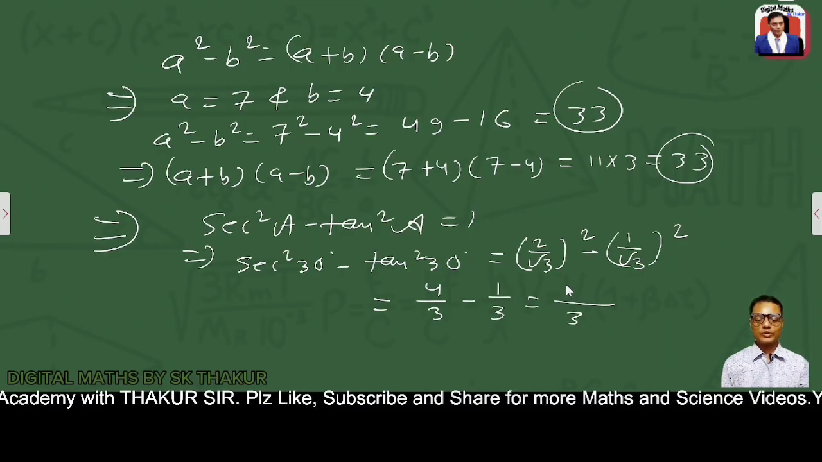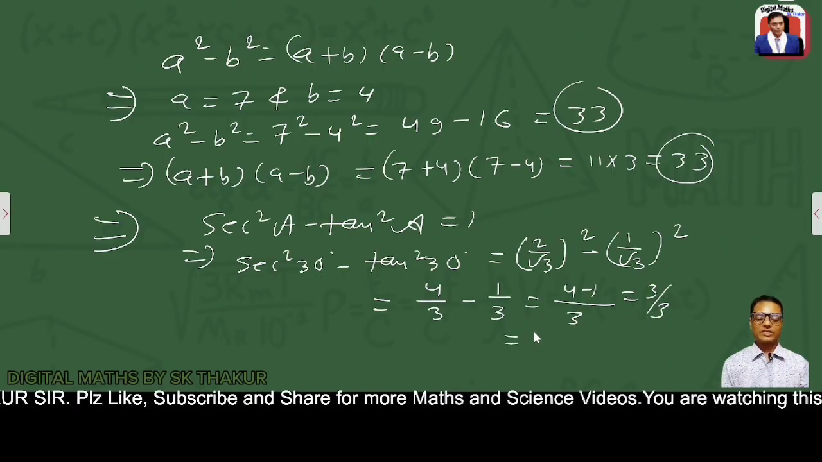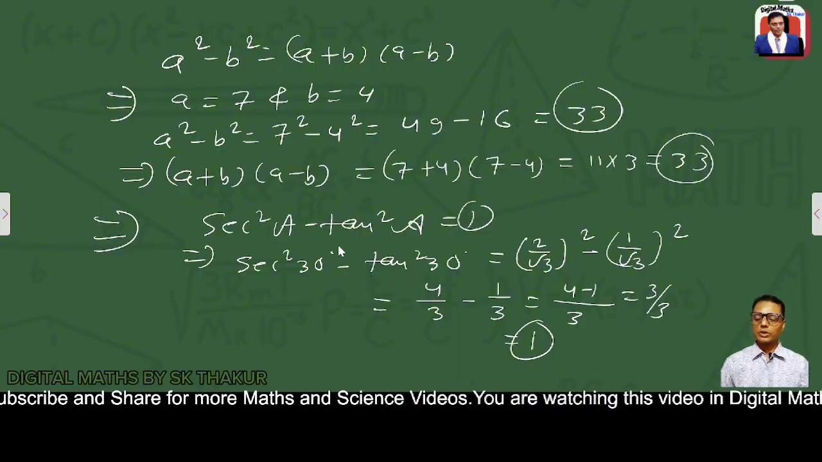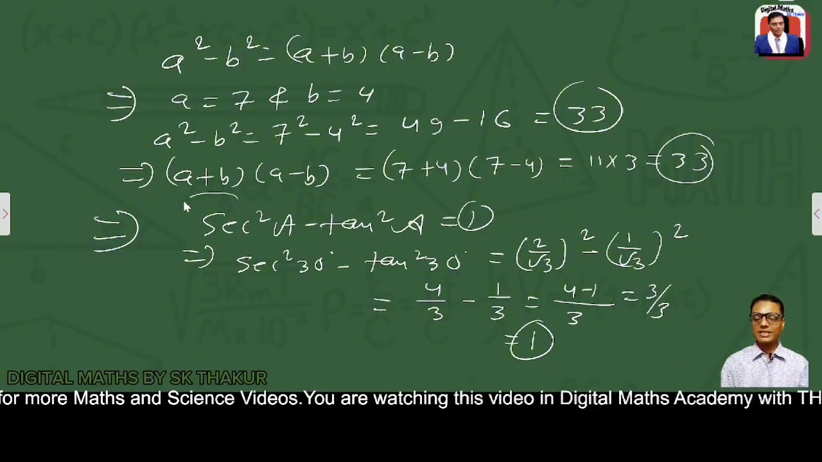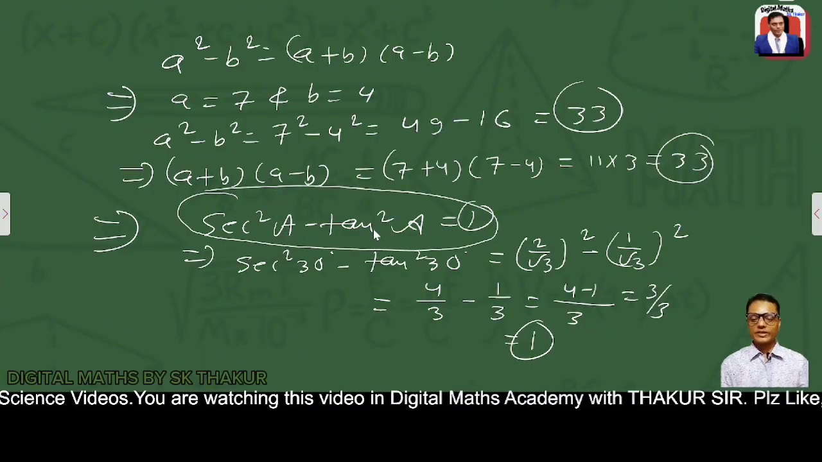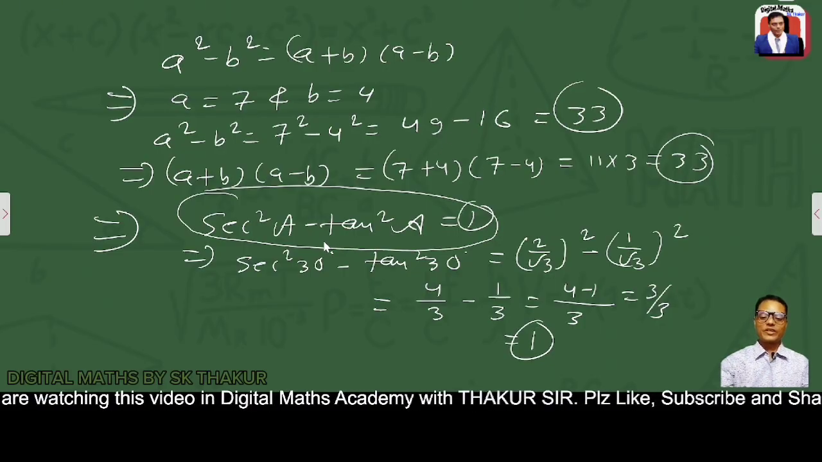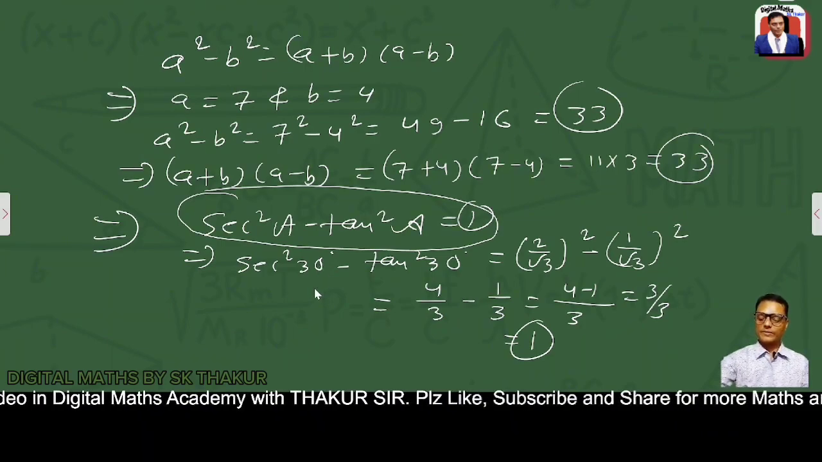and 3 is the LCM, so we get 4 minus 1, that is 3 by 3, and 3 by 3 equals 1, isn't it? So the right hand side and left hand side equal 1. Such relations are true for all the values, but we can see in this identity there are trigonometric ratios. So the identity in which there are trigonometric ratios is known as a trigonometric identity.